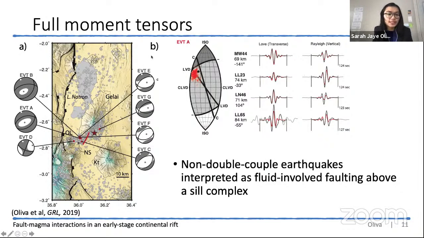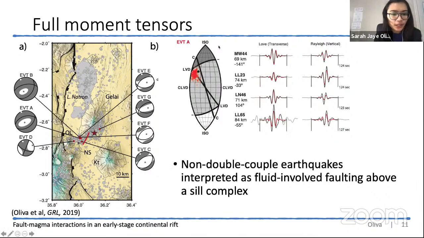And you can immediately see that they don't look like double couple earthquakes. These moment tensors have, again, those three components. That's why they don't look as clean as you might expect a DC earthquake to look.